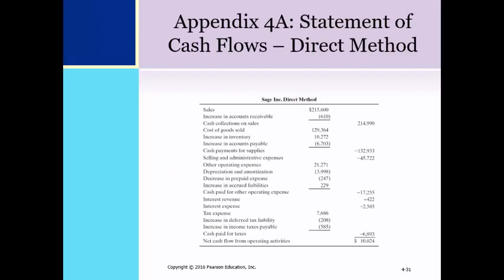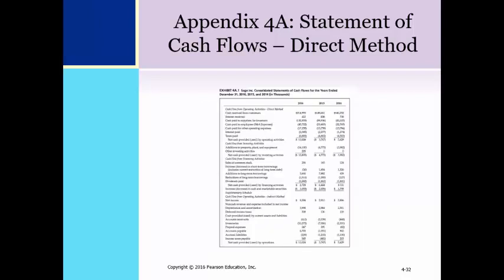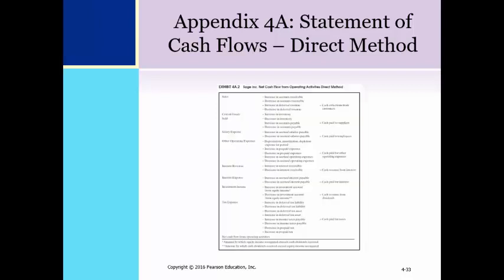This is an example of the direct method for determining cash flows from operating activities for Sage Inc. The direct method shows cash inflows and outflows for operations in specific categories, which the FASB determines. When the direct method is used, the FASB also requires a supplementary schedule showing cash flows from operations using the indirect method. This illustration shows the balance sheet accounts that are used to adjust the accrual basis income statement amounts to cash inflows and outflows under the direct method.